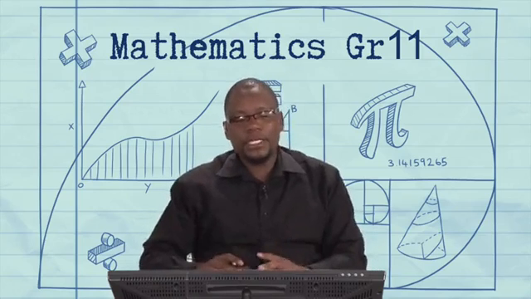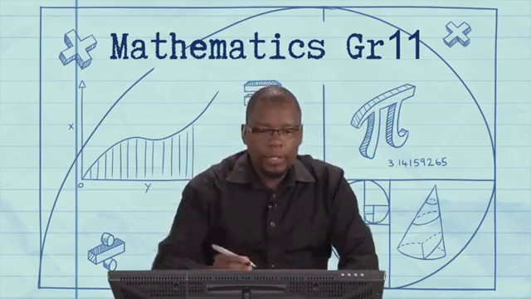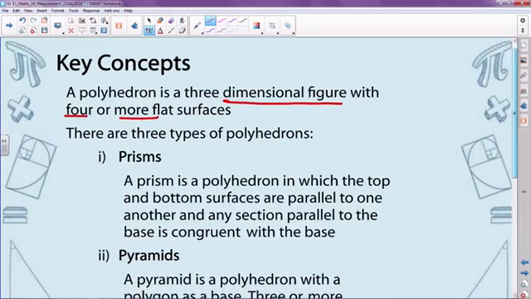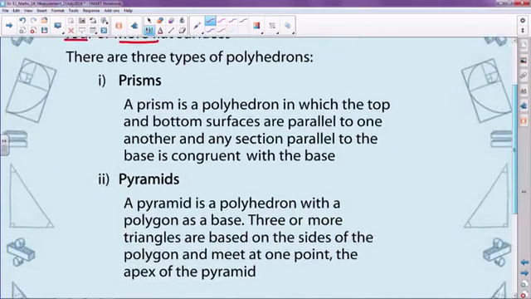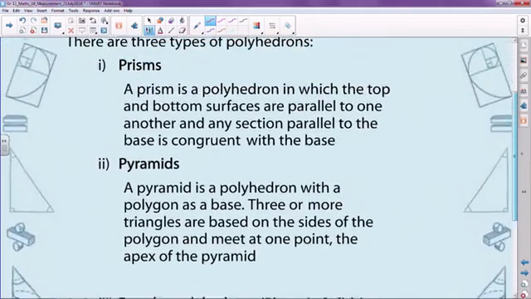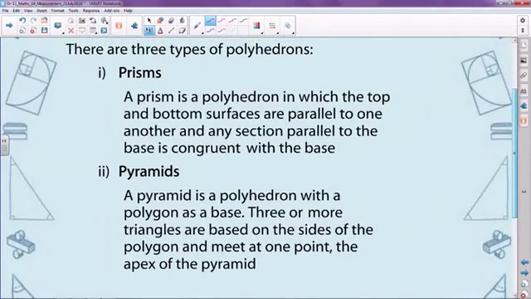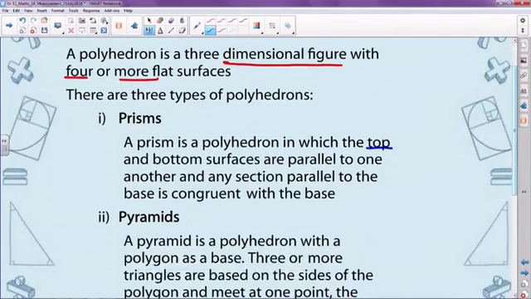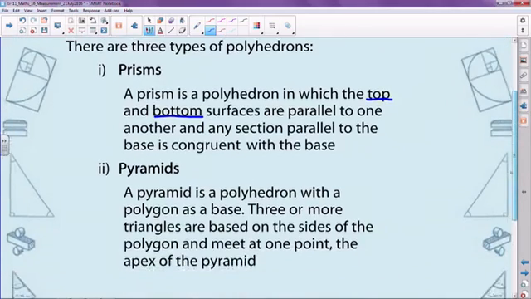All right, thank you very much, guys. Just a reminder, a polyhedron is a 3-dimensional figure with 4 or more flat surfaces. And we've got 3 types that we learn in high school level, which is your prisms, pyramids, and regular polyhedrons. A prism is a polyhedron in which the top and the bottom surfaces are parallel to one another, and any section parallel to the base is congruent with the base.